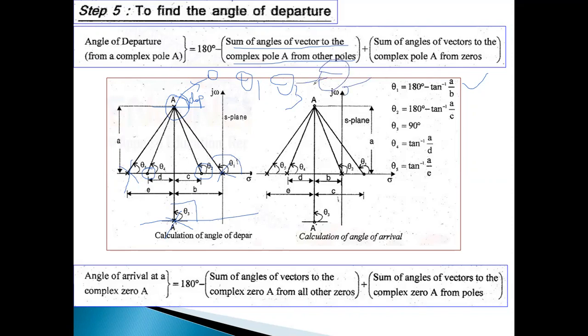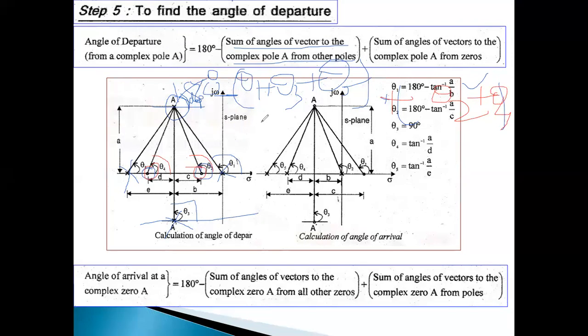So add these angles: 180 minus the sum of angles made by all poles at this pole, that is theta 1 plus theta 3 plus theta 5. Similarly, the sum of angles made by zeros. These two are the zeros at this pole, so that is theta 2 plus theta 4.